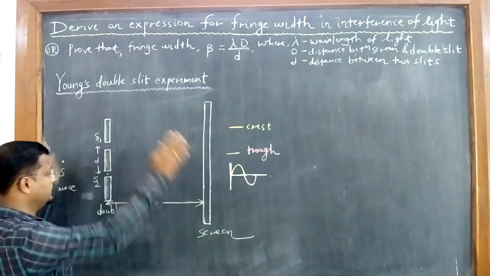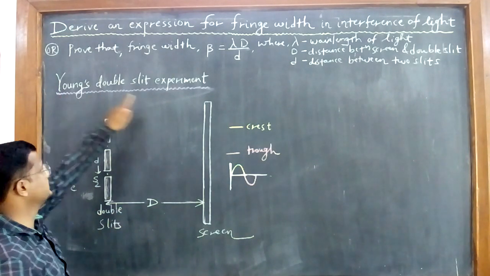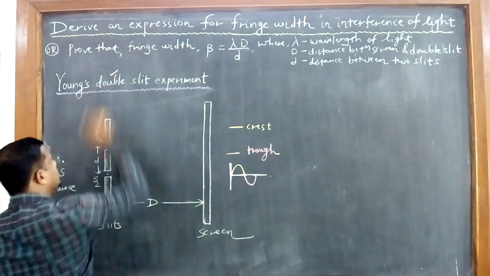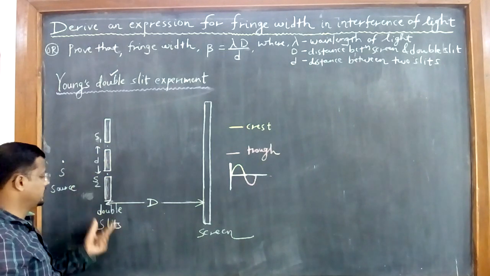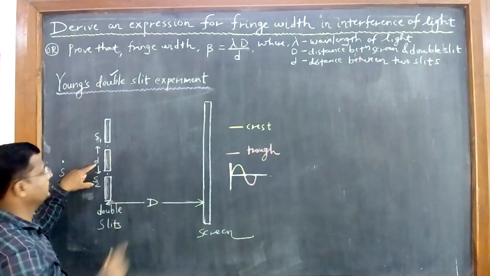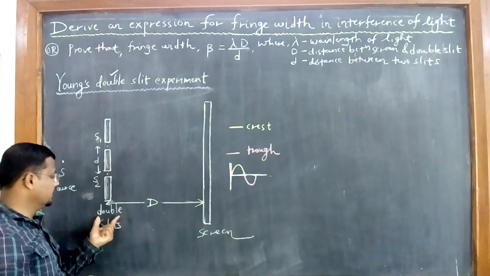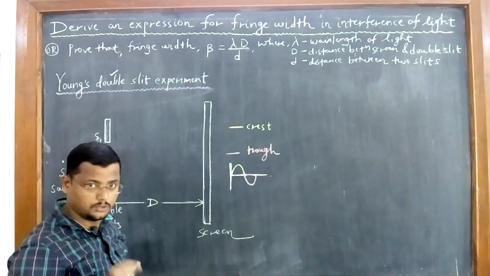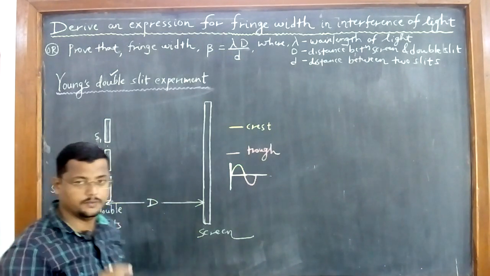I have made the arrangement of the diagram for which experiment? Young's double slit experiment. The name itself says we have double slit, meaning 2, so S1 and S2. How many slits here? Double slit. The distance between these two slits is small d, and the distance between the double slit and screen is capital D. That is also written here. Now we will see what this experiment will give.